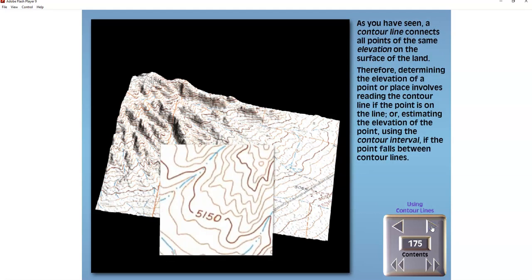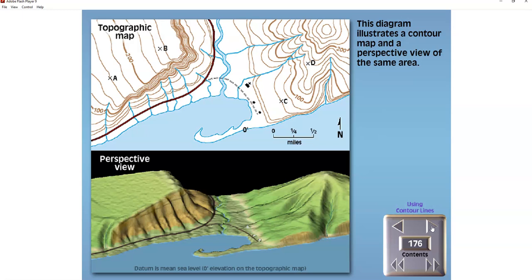As you have seen, a contour line connects all points of the same elevation on the surface of the land. Therefore, determining the elevation of a point or place involves reading the contour line if the point is on the line, or estimating the elevation of the point using the contour interval if the point falls between contour lines. This diagram illustrates a contour map and a perspective view of the same area.